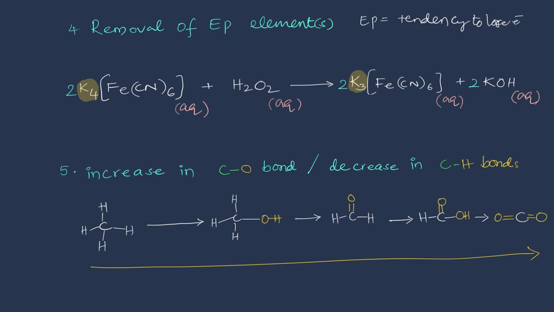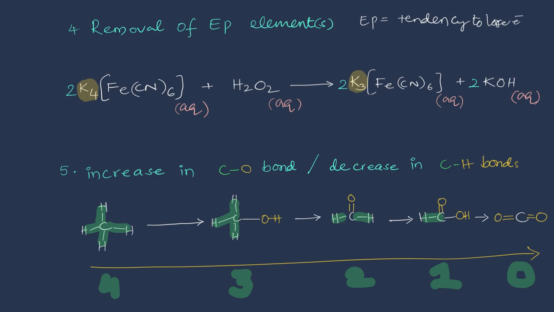Next one, fifth one: increase in carbon-oxygen bonds or decrease in carbon-hydrogen bonds is also known as oxidation. This is generally useful for organic chemistry. Now here, how many carbon-hydrogen bonds are present? Here we have one, two, three, four. So four bonds are present. Here one, two, three: three are present. Then here one, two: two are present. Then here one. Here how many are there? Zero.